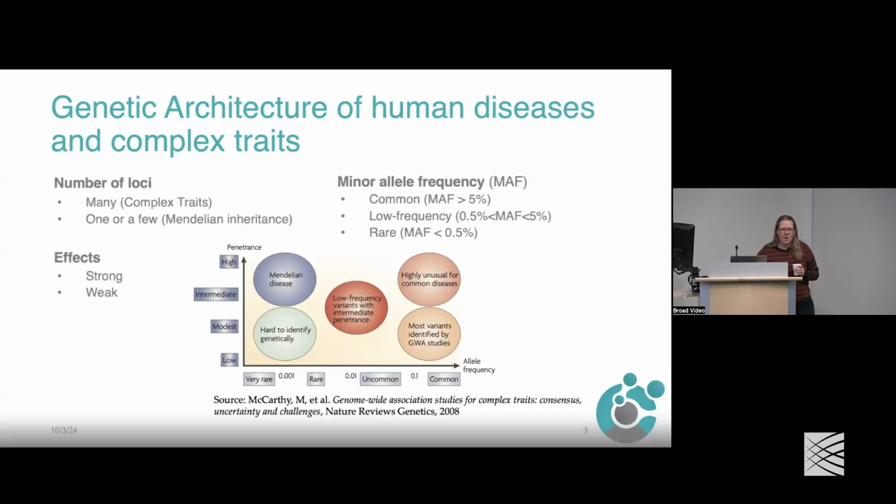May I ask a question about that? Absolutely. Yes, please. In that bottom left-hand corner, are there really cases where the VAF is very low with weak effects, or are we just filling up the entire space with the bubble? You mean the hard to identify genetically section?